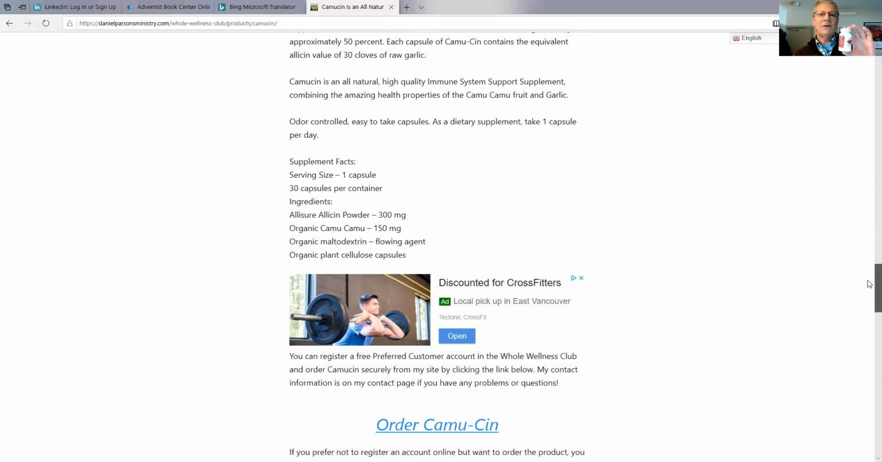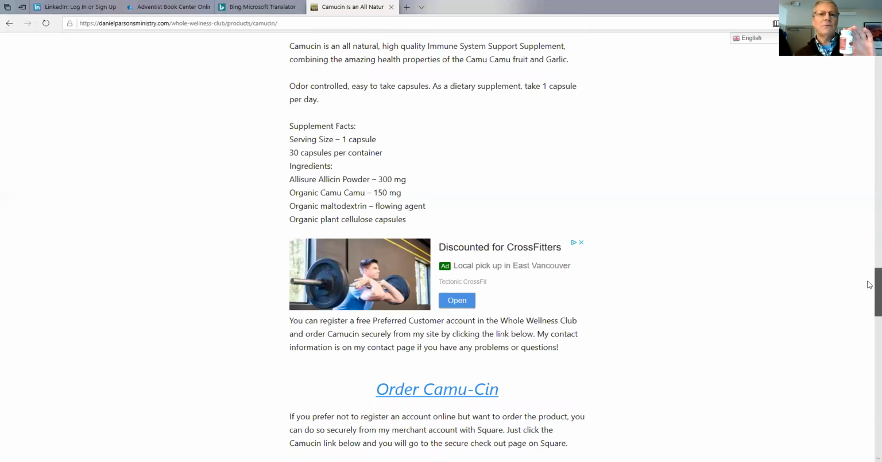Camucin is an all-natural, high-quality immune system support supplement, combining the amazing health properties of the Camu fruit and the garlic. Odor controlled, easy to take capsules. As a dietary supplement, take one capsule per day for your maintenance dose. Each bottle contains 30 capsules. Serving size is one capsule. You're getting 300 milligrams of the Allicin powder.